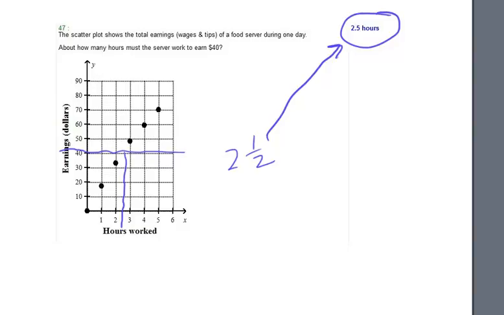Okay, this problem, it gives us a graph. It says it's a scatter plot. Shows hours worked and earnings. About how many hours must the server work to earn $40? So what we want to do is look across to this $40 point right in there, and then just come down about there. So it looks to me about 2.5 hours. And yep, there's the answer, 2.5 hours.